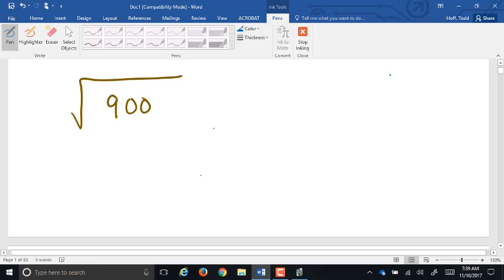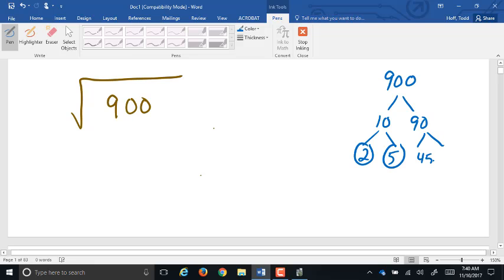We can prime factor 900. It ends in a 0, so 900 is divisible by 10. What's left if I divide by 10? 90. Can 10 be split further? 2 and 5. Can 2 be split further? No. 5. 90. What's that? 45 and 2.